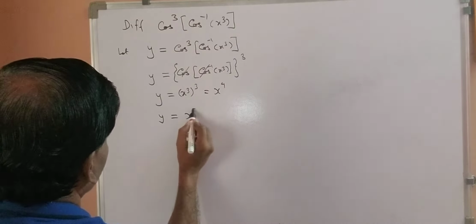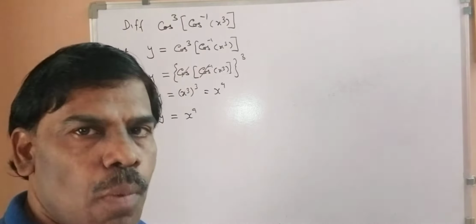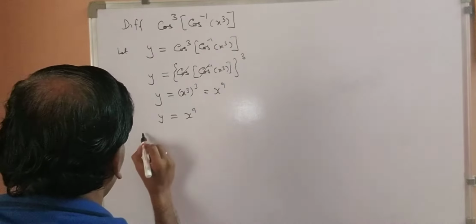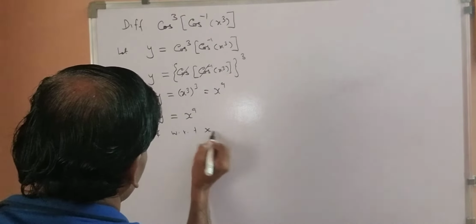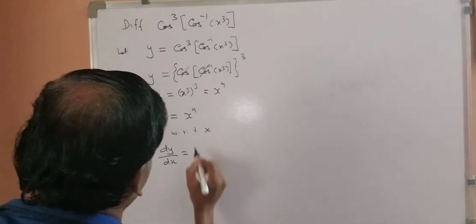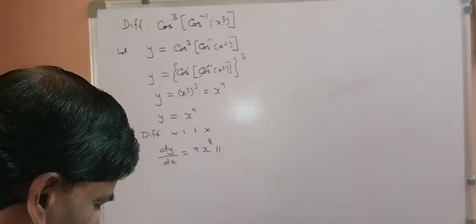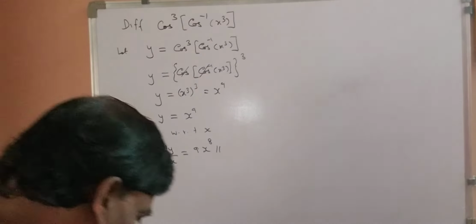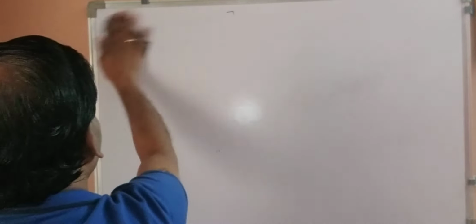So now you see we have simplified the given problem. Now differentiate with respect to x. Therefore dy by dx equal to, by the x raised to n formula, 9 into x to the power 8. Is it simple? Yeah, like this only we have to do. Now next sum we will do.